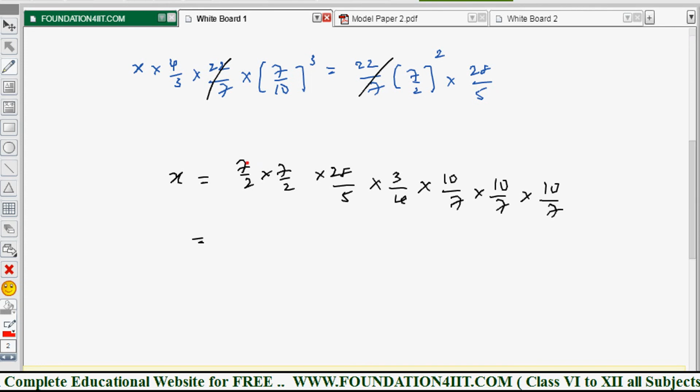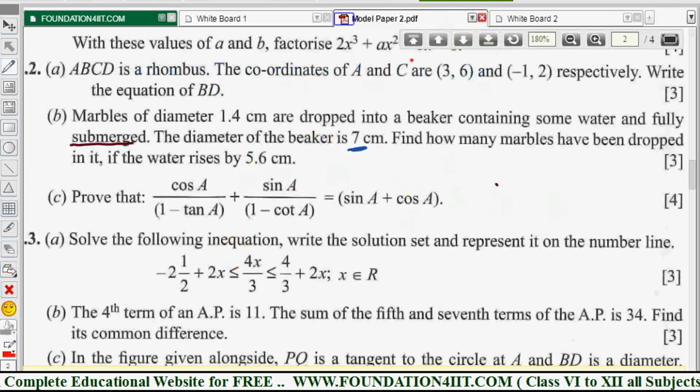Now simplify. The 7s cancel, the 2s cancel, and you can cancel however it is. Now 3 into 5 into 10: 3 5s are 15, 15 10s are 150. So the number of marbles dropped into the beaker is 150. You can find it that way.